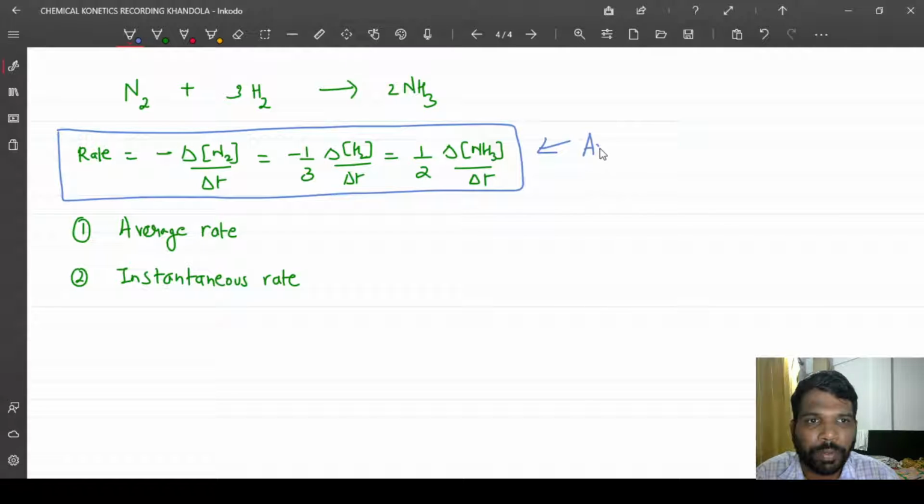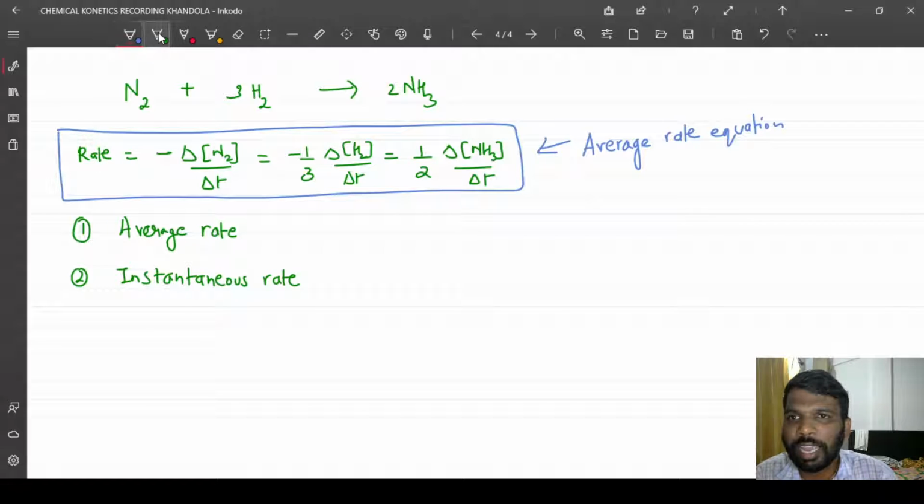This is an average rate equation. This is about average. Now instantaneous rate, the same equation. If I want to write in terms of instantaneous rate, then I will write it in terms of instantaneous rate.